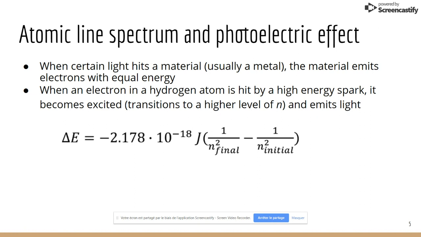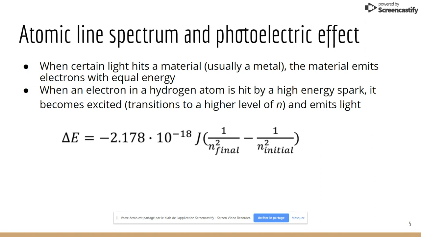Okay. So when light hits a material, the material is able to emit electrons that have the same amount of energy that it is hit with, but it's not continuous. If you bombard a sample with energy, the electrons will fly off at these discrete values. And we can measure these discrete values by measuring the wavelength of light that is emitted. An atomic line spectrum is measuring the wavelengths or the frequencies of light that are emitted when a sample is bombarded with energy.